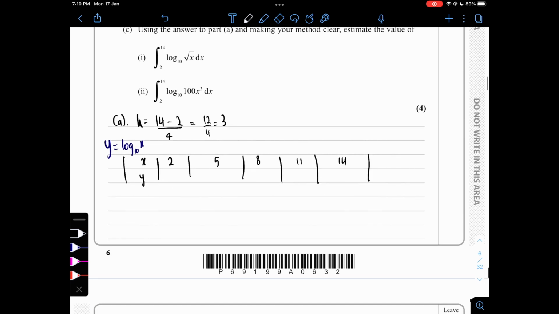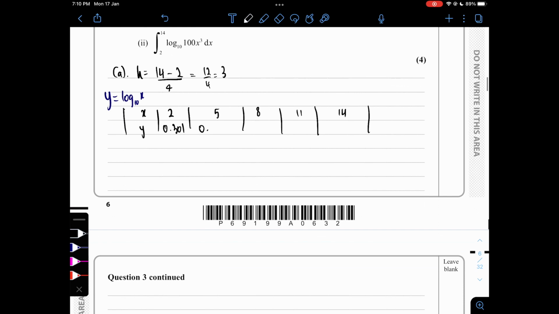Okay, so log base 10 of 2 gives us 0.301. Log base 10 of 5 gives us 0.699. Log base 10 of 8 gives us 0.903. Log base 10 of 11 gives us 1.041. And log base 10 of 14 gives us 1.146. Okay, so now we know that.